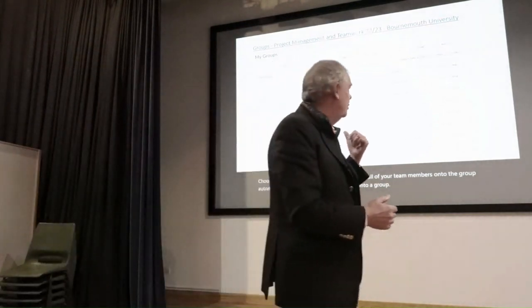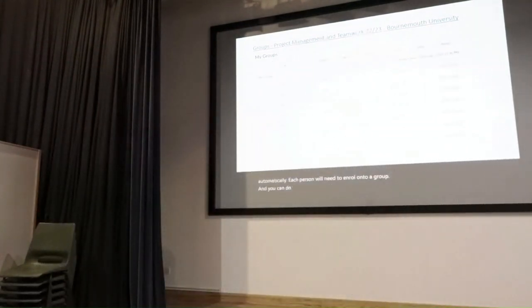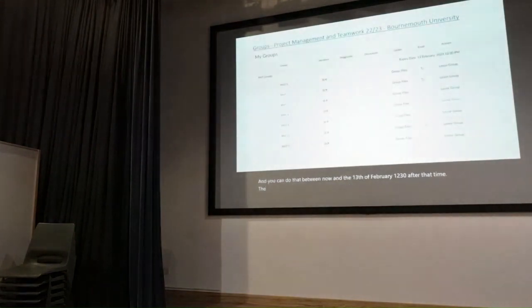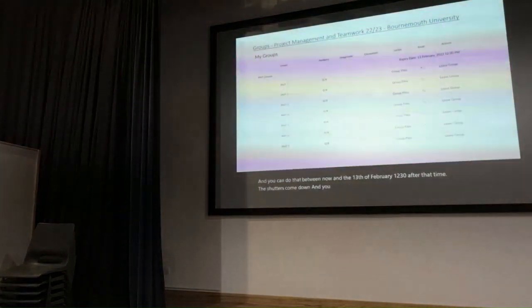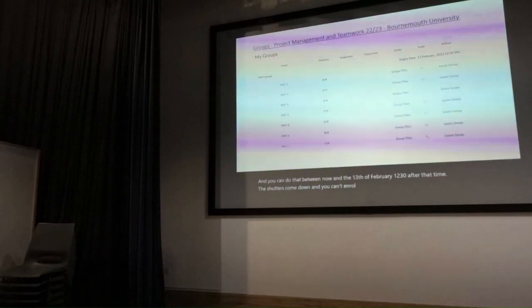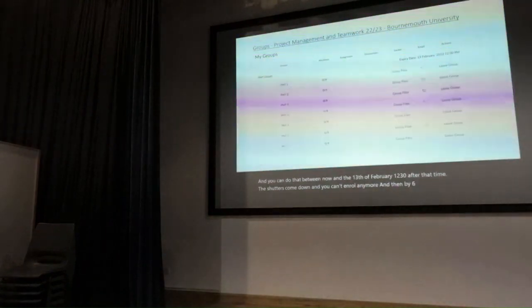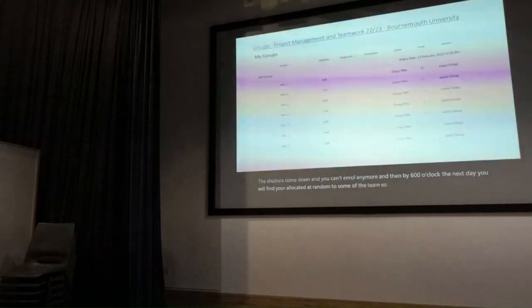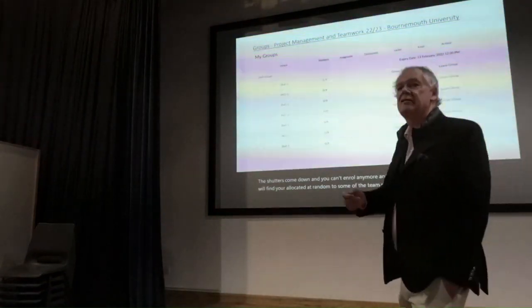And you can do that between now and the 13th of February, 12:30. After that time, the shutters come down and you can't enroll anymore. And then by 6 o'clock the next day, you'll find you're allocated at random to some of the team. So it's really in your best interest to choose your own teammates.